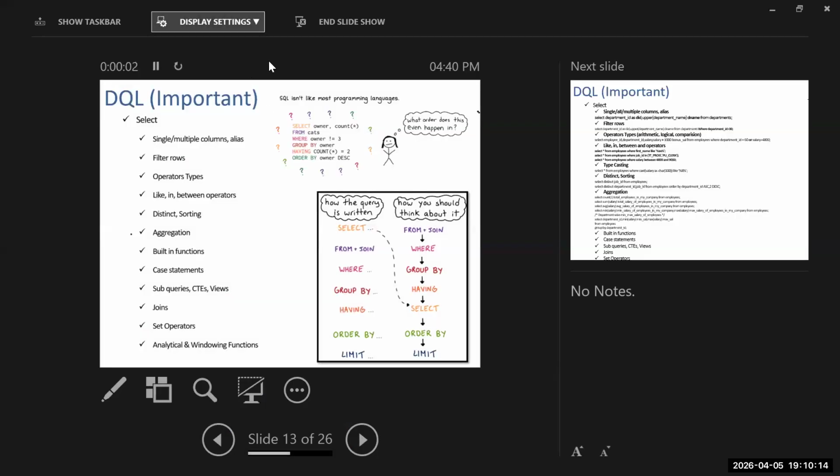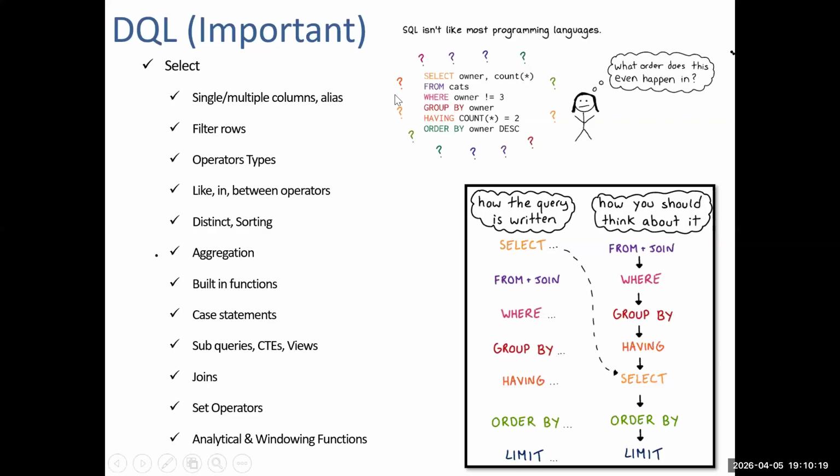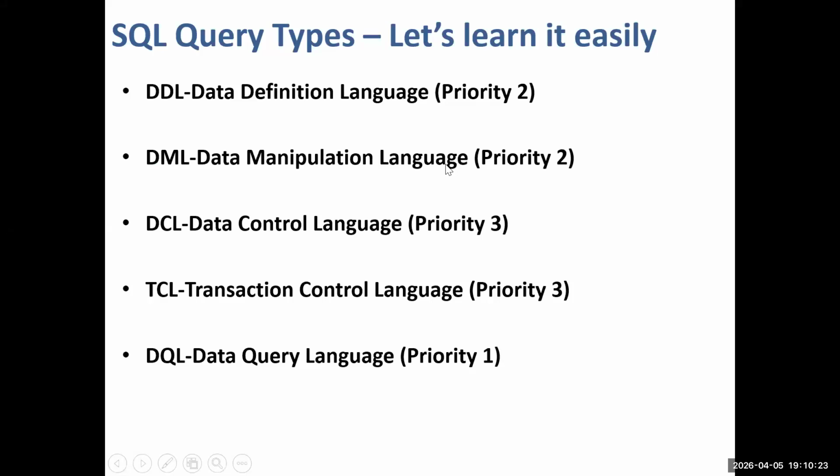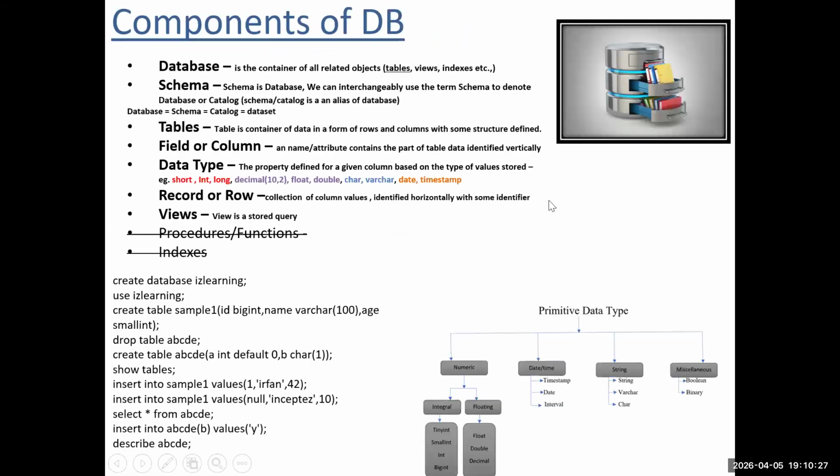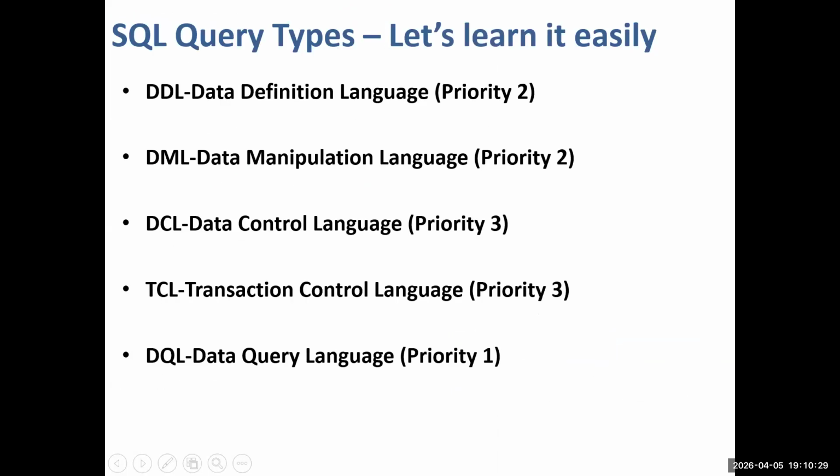Okay, so in our last class, the last week, we discussed DML and all. We are going to continue. Already we discussed SQL and all. Like what we discussed last week, in SQL query types, we have DDL, DML, DCL, TCL, DQL, and all.